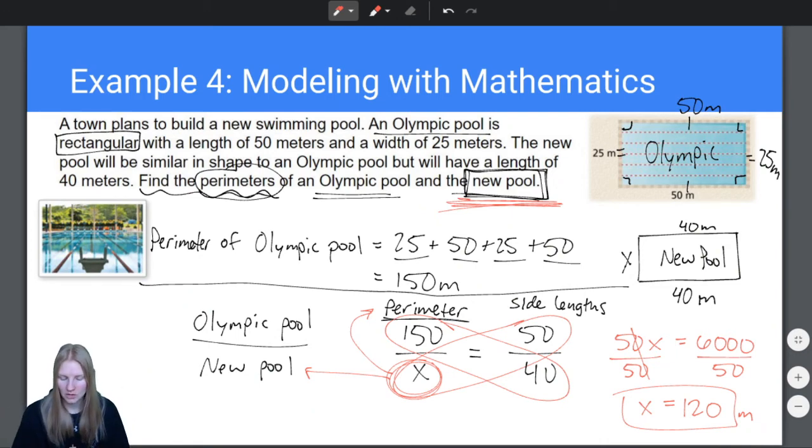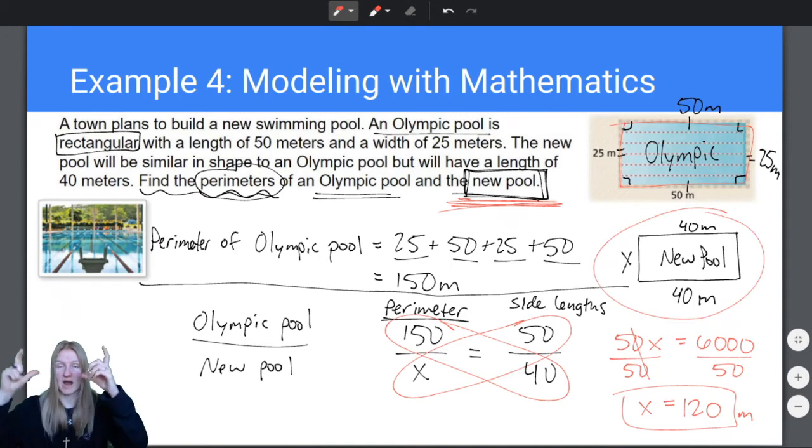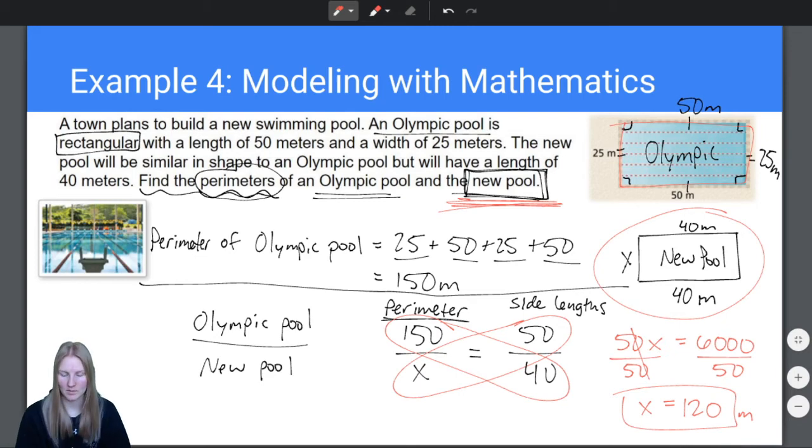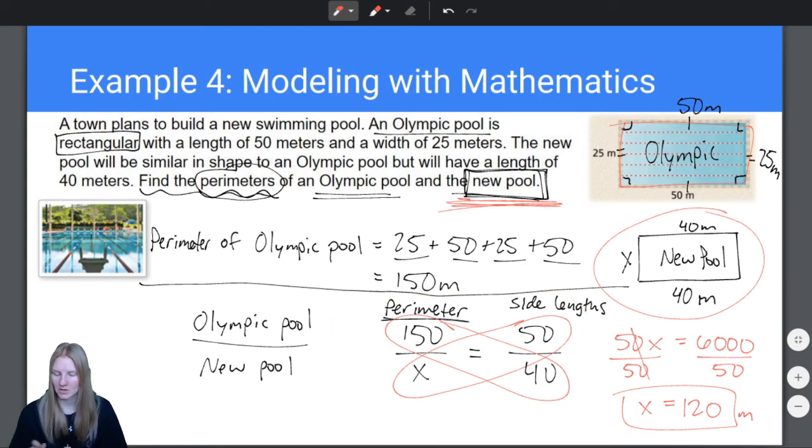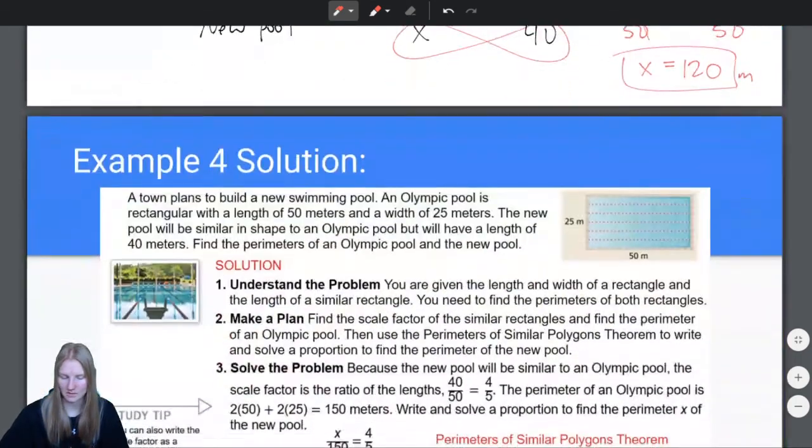So let's do a short little recap of this problem. We had all the information we needed to find the perimeter of the Olympic pool, and then we drew our diagram comparing the fact that the Olympic pool and the new pool are similar shapes, and then we were able to set up our proportion using the perimeter of similar polygons theorem. So let's check and make sure that we were correct.